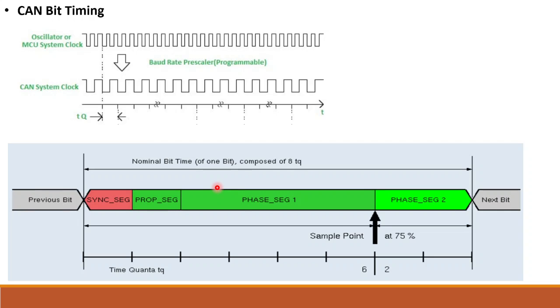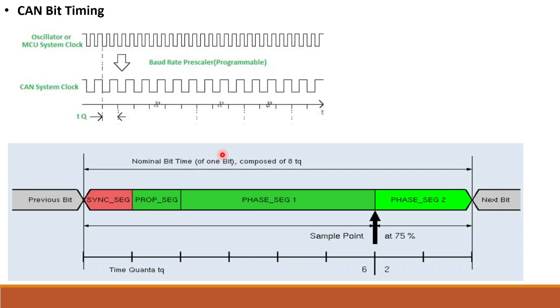Next we'll understand resynchronization. For example, if this recessive to dominant transition occurs after the sync segment, we lengthen this phase segment 1. Similarly, if this recessive to dominant edge occurs before the sync segment, we shorten phase segment 2. For resynchronization purposes, we mainly use phase segment 1 and phase segment 2. This way we discussed synchronization.